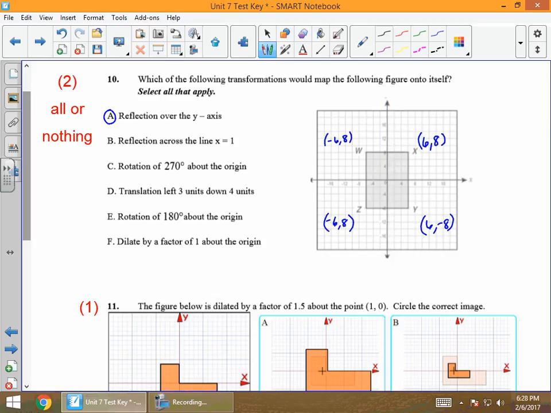Number 2, reflect over the line x equals 1. Well, the line x equals 1 will be over here. And if I try to flip x over that line, right, it's to the right 5. If I went to the left 5 of x equals 1, it would put me at x equals negative 4. It would not get me over to W. So B will not work.